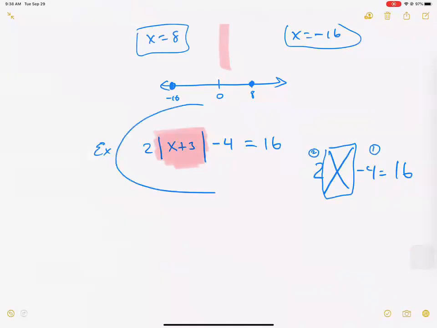So over here, let's go ahead and do that. We cannot touch the absolute value. That's almost like a fortress. So we have to get rid of all the numbers on the outside first.